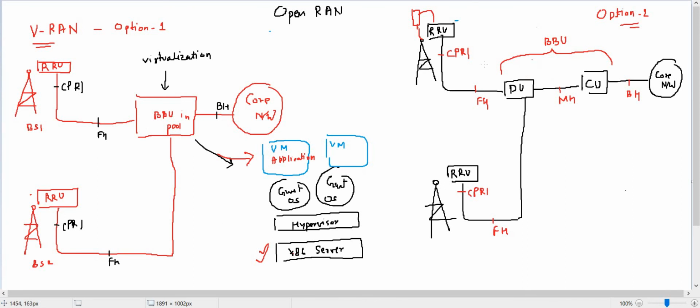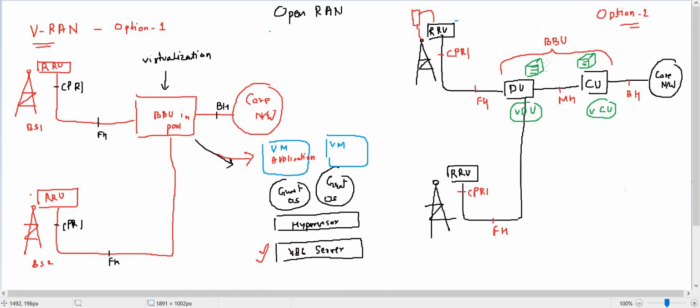Now we are going to introduce virtualization at the two entities. At the DU, it will now be known as VDU, and at the CU, VCU, that is virtualized CU. So virtualization has been introduced at DU and CU. What will happen? We will remove the dedicated hardware. Let's say this is the dedicated hardware of DU and this is the dedicated hardware of CU.